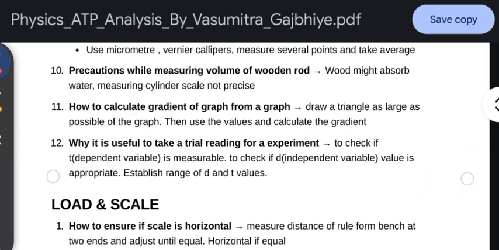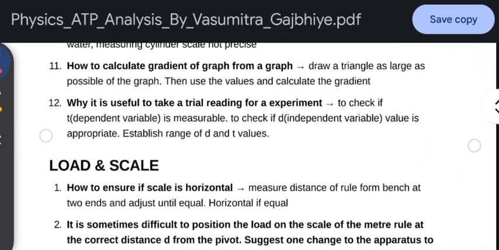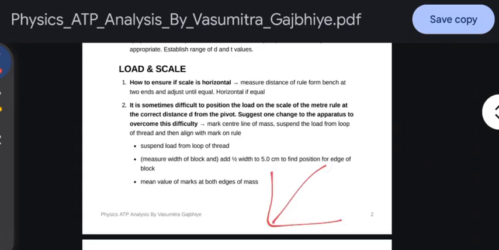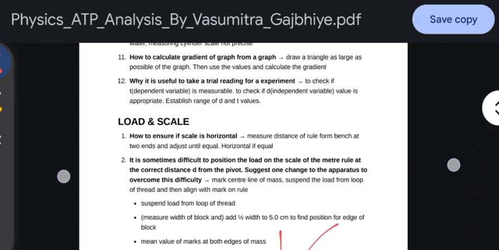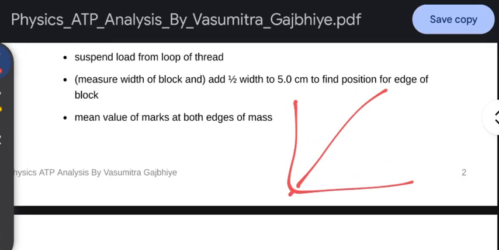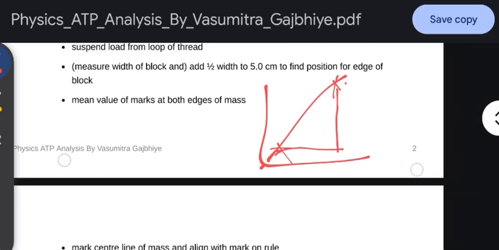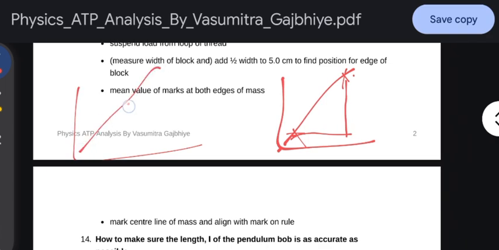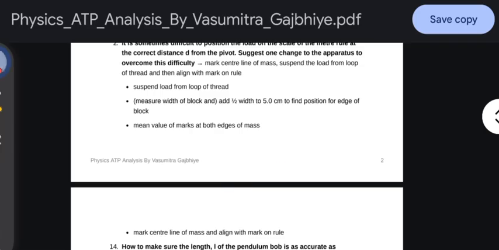Now moving on to the next, how to calculate the gradient of a graph. This is very important. You are given a graph with a line, and they tell you to calculate the gradient. Draw a triangle as large as possible, then use the values to calculate the gradient. You can't just choose 2 values on your own. You are going to draw a triangle to show that you're choosing these values, and try to take it as large as possible. If this is the line, don't just take a small part, try to take it as large as possible. I hope you got it.